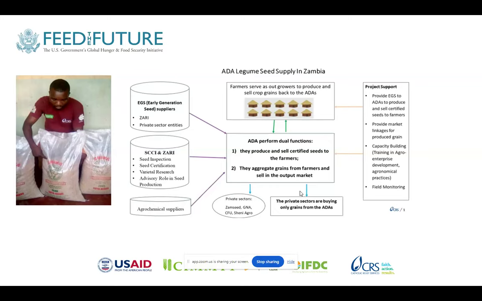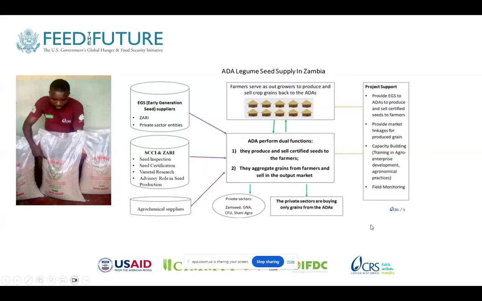SCCI does the seed inspection, seed registration, and seed certification. In addition to what I said concerning ZARI, ZARI also does the research, so we get advice on which varieties we can produce. ZARI also provides an advisory role in terms of seed production. You may know that to produce crops like pigeon pea, you need a lot of plant protection chemicals. So the ADAs also provide agrochemicals, which they sell to their farmers within the communities.